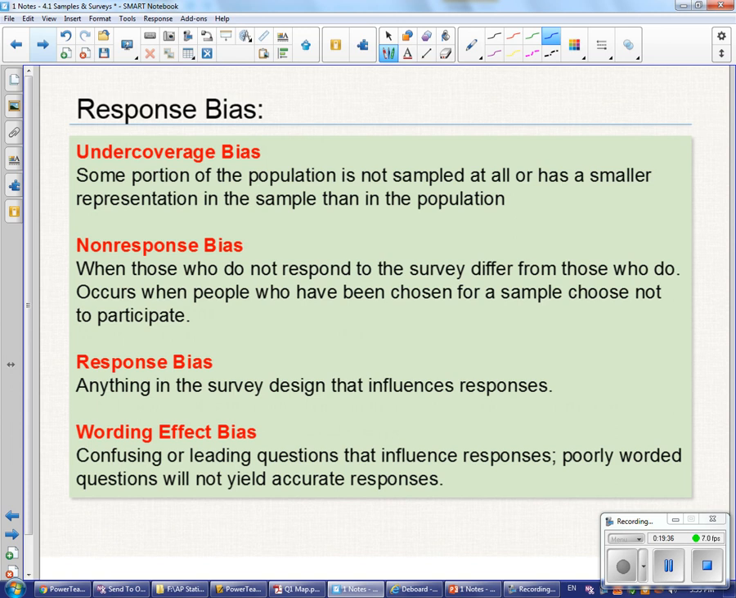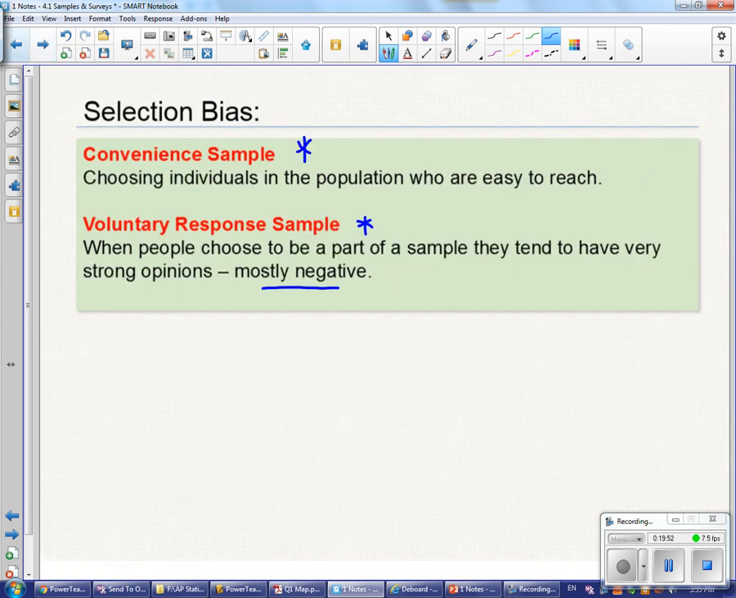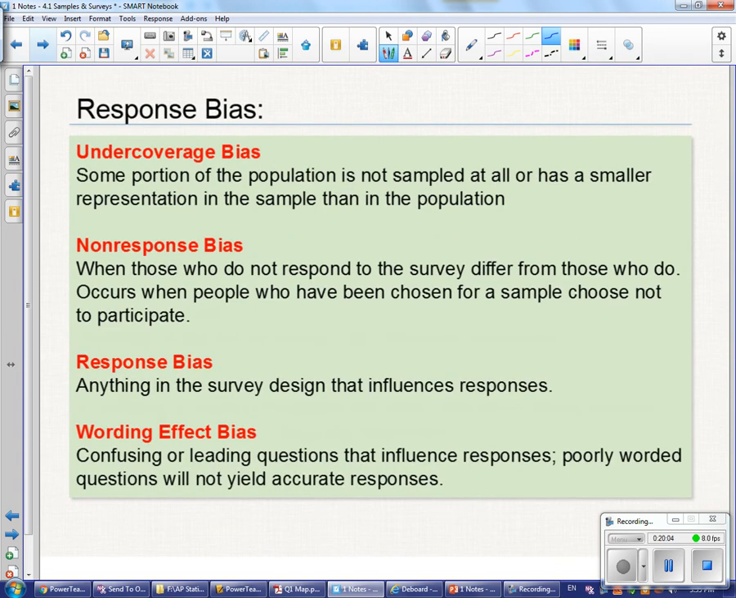Undercoverage bias. This is essentially exactly what it says. It's when some portion of the population is not sampled at all or has a smaller representation in the sample than in the population. And some of these types of bias kind of go together. If I'm doing a voluntary response sample and I'm a DJ, for example, and I'm calling out to listeners to call in and answer a certain question, well, anybody who's not listening to the radio station is not going to know to call in, so they're part of the population that's not being covered. So we call them undercoverage.